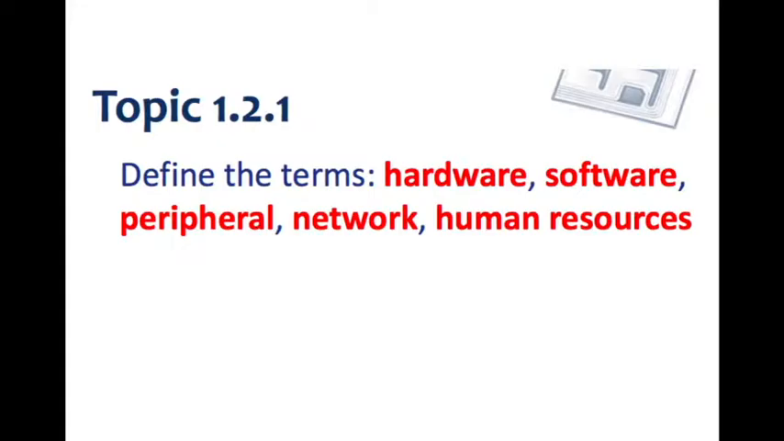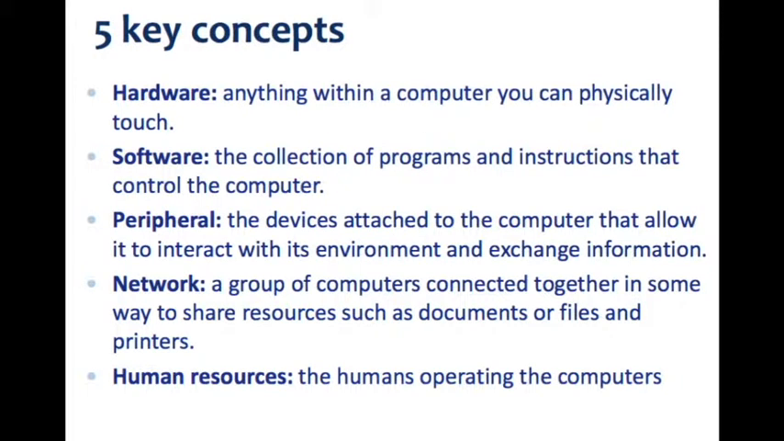As you might remember from our previous class, we were looking at the formal definitions for these terms, and we played around a little bit with those definitions, and we came up with these 5 key concepts for our own class. So we define hardware as anything within a computer that you can physically touch, all of the parts of the computer inside or outside that you actually can interact with, physically speaking. Software, we define as the collection of programs and instructions that control the computer.